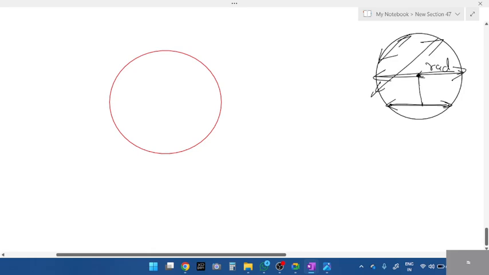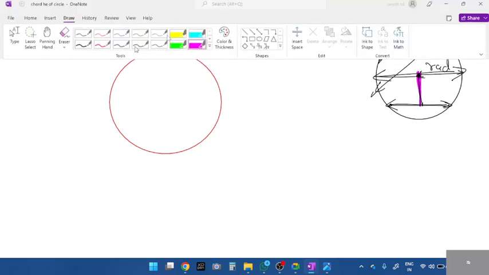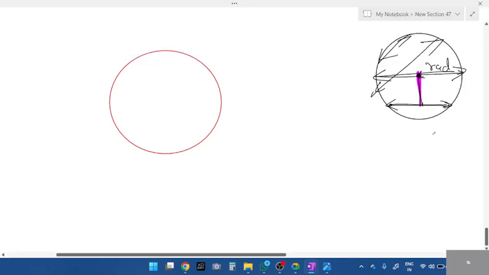Okay. What about this line? If I draw a line, okay, what is this pink line, Tony? Is it a chord or a radius or just a line? Just a line. From the center, is it to the circumference? No. All of you understood? This pink line is just a line, right?